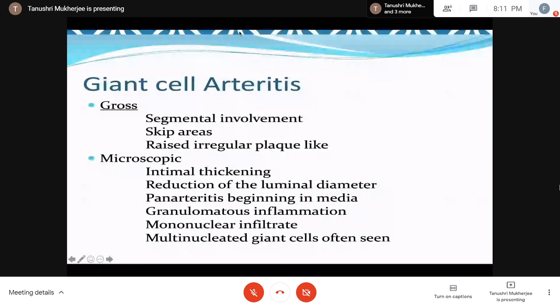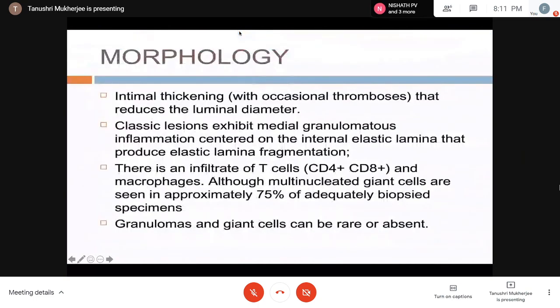What are the gross findings? Segmental involvement, raised irregular plaque-like lesions in the artery with skip areas. Microscopically, there is intimal thickening and reduction of the luminal diameter, panarteritis beginning in the media, granulomatous inflammation, mononuclear infiltrate, and multinucleated giant cells. There is an infiltrate of T cells, CD4 and CD8, and macrophages. Sometimes immunohistochemistry can also be done if there is a paucity of cells.